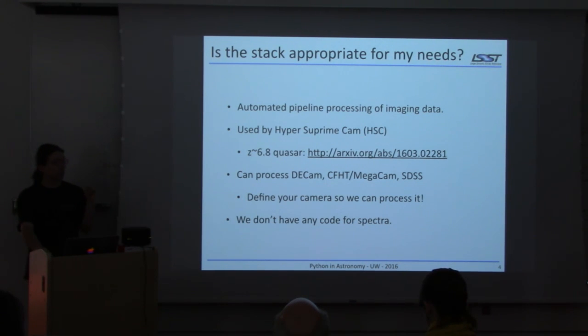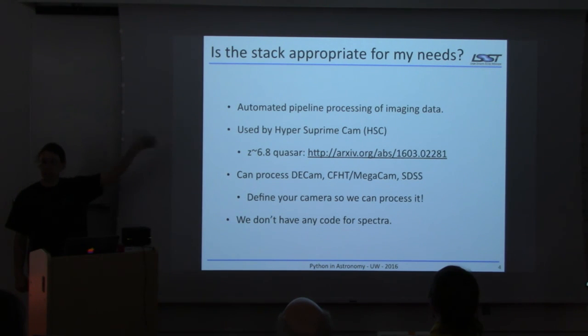Hyper Suprime-Cam, and when I was preparing this talk yesterday, Robert Lupton gave me a link to a very recently posted paper, right, 2016-03, about a redshift 6.8 quasar and a bunch of redshift 6-ish galaxies that were discovered in HSC data using the LSST stack, or using a fork of the LSST stack, which is in the process of being merged back in.